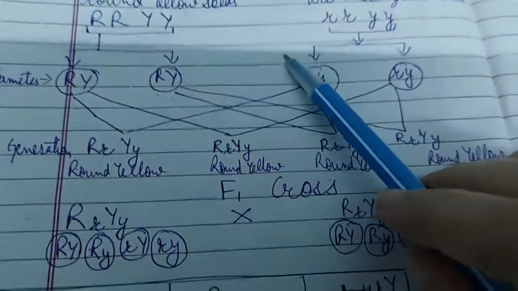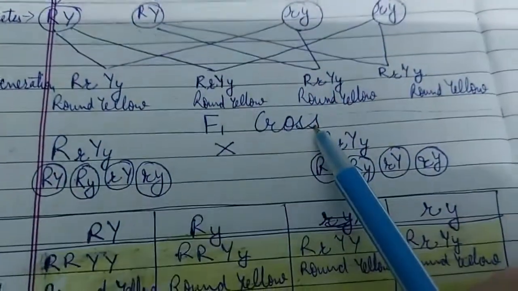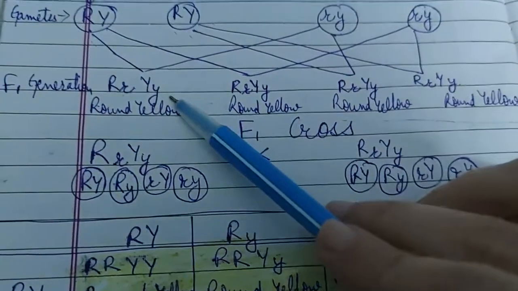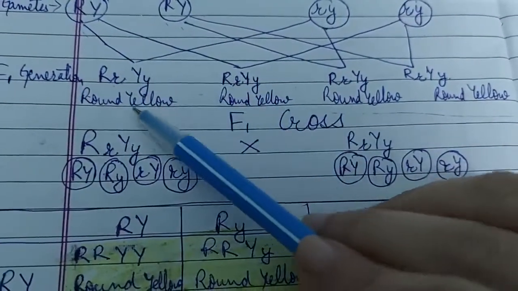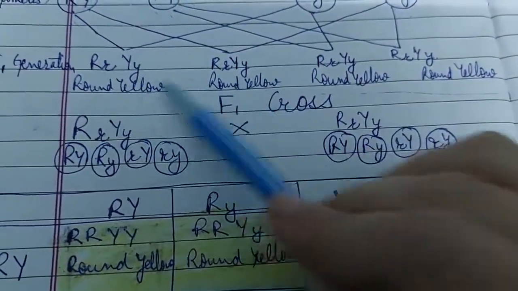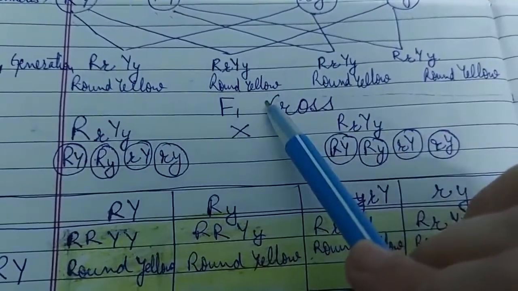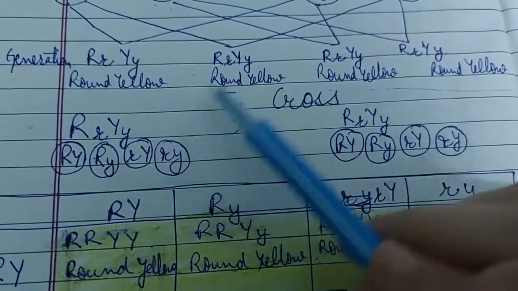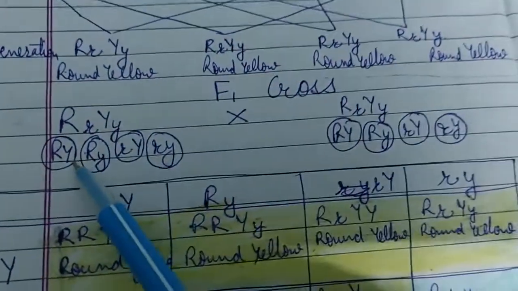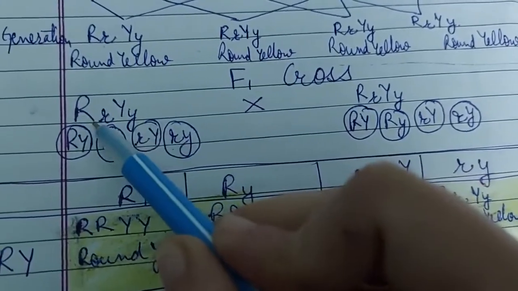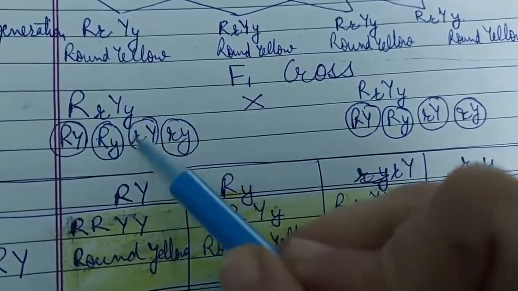After completing this cross, there is the F1 cross, and we have already discussed that the F1 cross is the cross between the results of the F1 generation. So we have taken two individuals from the F1 generation and we will cross them. And what are the results for gametes? There will be 4 gametes, because there are 2 characters. Whenever there are 2 characters, there will be 4 gametes.